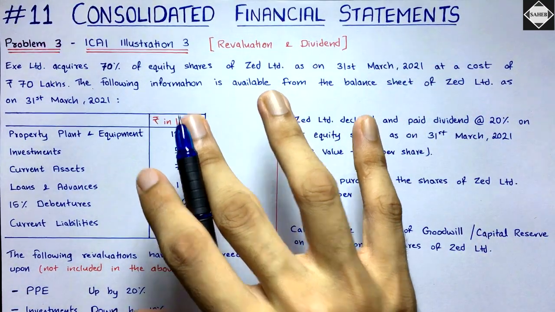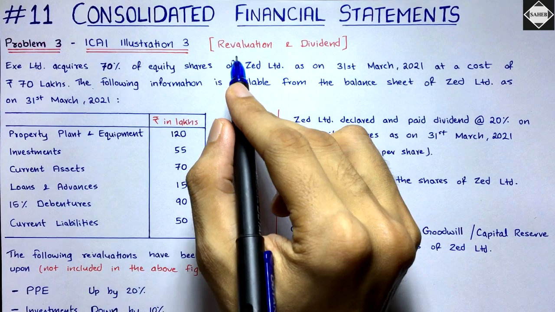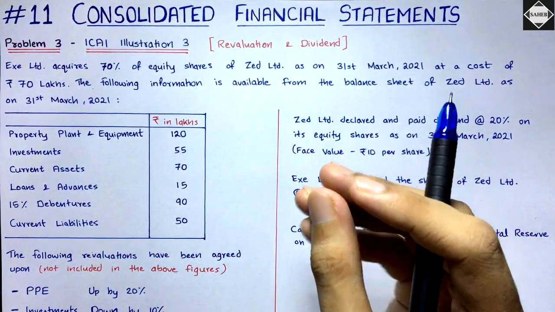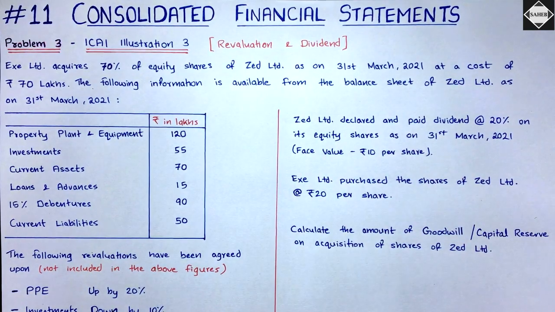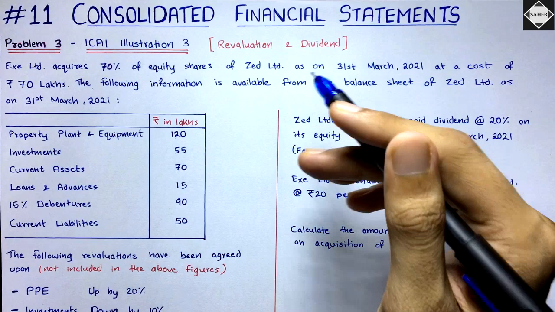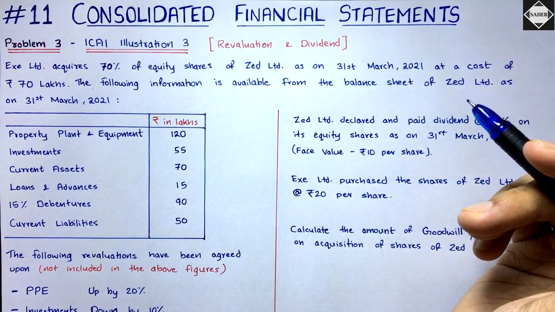Just by solving this question you will not understand practically how to do the revaluation. You need another question for that, because here it's very straightforward. You will see when we analyze the question. And regarding dividend, of course we have to identify it and we'll see how you have to treat that. Fine, so let's read the question.